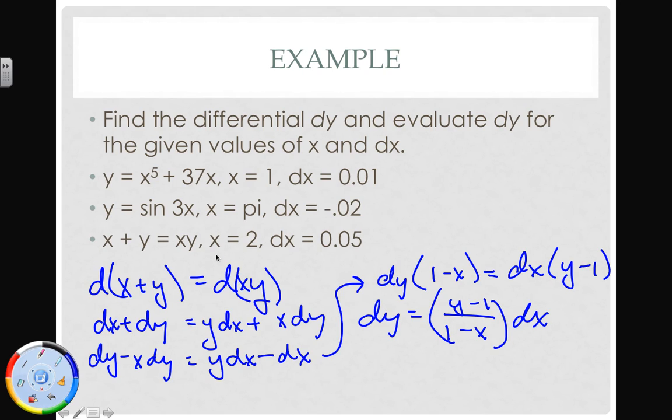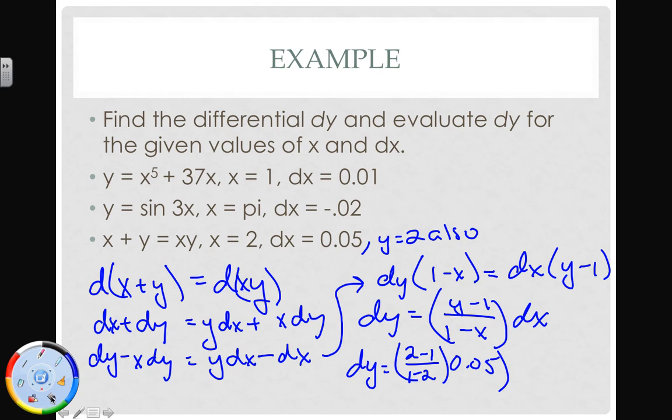Now, in order to plug this stuff in here, the x and the dx, you needed to know what y was in the first place. So if you plugged x equals 2 into the original equation, you would find that y equals 2 as well. That's pretty straightforward. So that means I can plug the stuff in now. I can say dy is equal to 2 minus 1 over 1 minus 2 times 0.05. And 2 minus 1 is 1, 1 minus 2 is negative 1. So that's negative 1 times 0.05, which is negative 0.05.